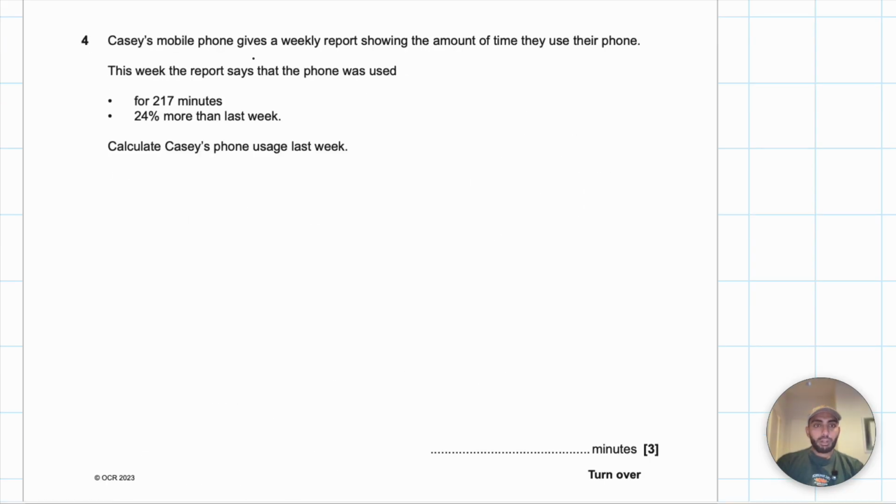Question 4. Casey's mobile phone gives a weekly report showing the amount of time they use their phone. This week, the report says the phone was used for 217 minutes, and it was 24% more than last week. Calculate Casey's phone usage last week.